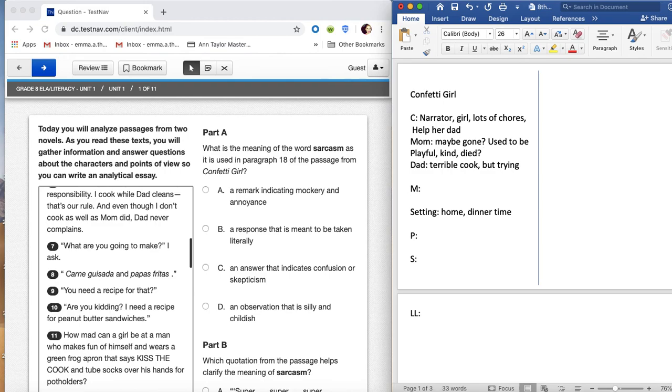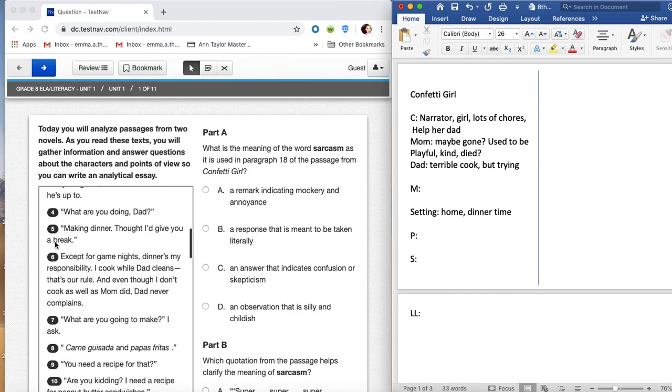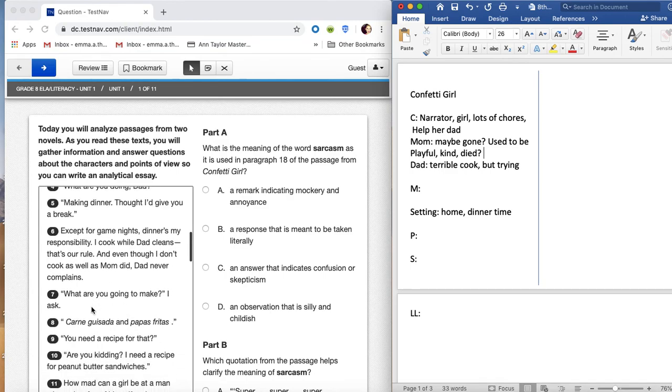I also got some clues about the dad and the narrator's relationship with him. The line of dialogue, "I thought I'd give you a break." Where was that? "I thought I'd give you a break." That kind of shows me he's considerate. And then this line down here, "I need a recipe for a peanut butter sandwich," which is really easy to make. This seems kind of like he knows he can't cook, but he's still trying to help her out. So the dad is definitely considerate towards his daughter. Can't cook, but always trying to help. So I'm just going to write that.